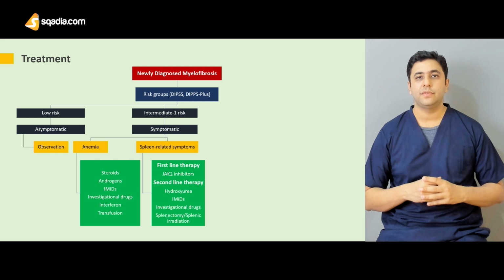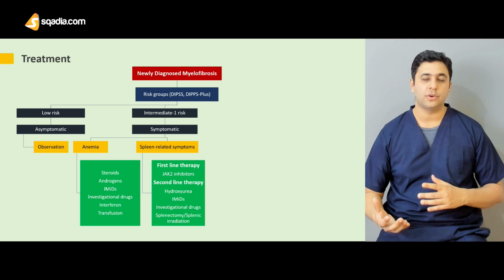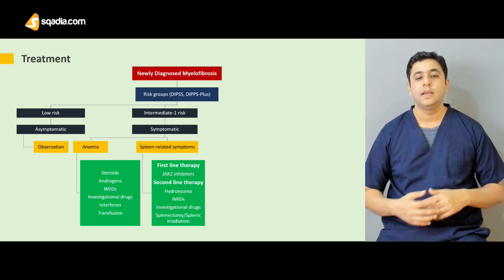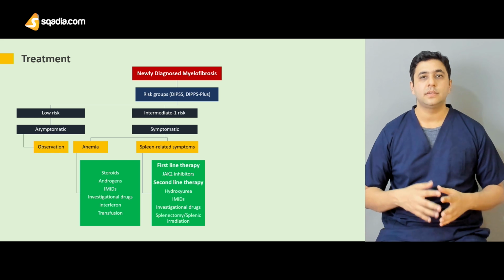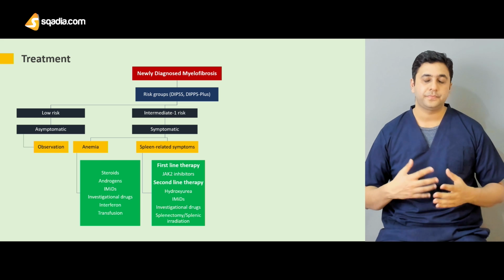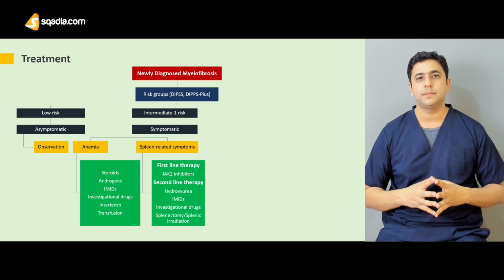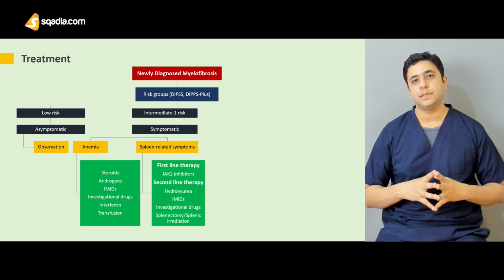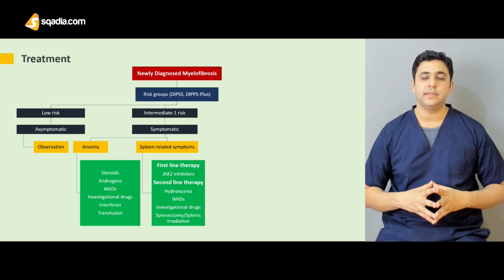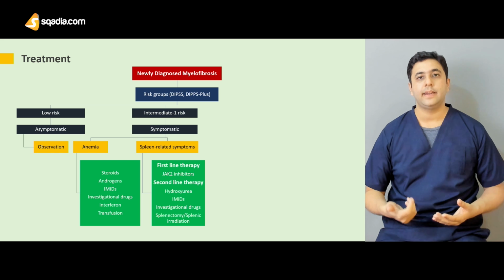If it is not working for the patient, then we go on to the second-line therapy, which has the cytotoxic drugs like hydroxyurea, certain types of immunomodulators, and certain new investigational drugs. These drugs will for the most part cover the spleen-related symptoms and help ameliorate them. But in certain patients, when these drugs are not helpful, we can try splenic irradiation.